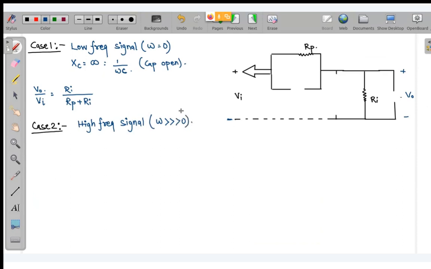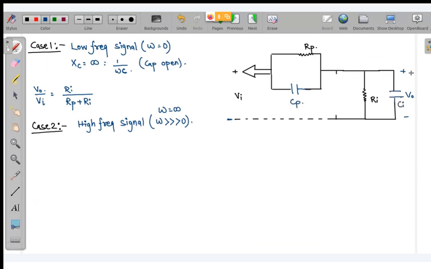Okay, high frequency signal, or you can even say omega equal to infinity. Okay, so now what will be happening basically? Okay, so I have, fine. So make one more diagram. Please don't do it in the same diagram.